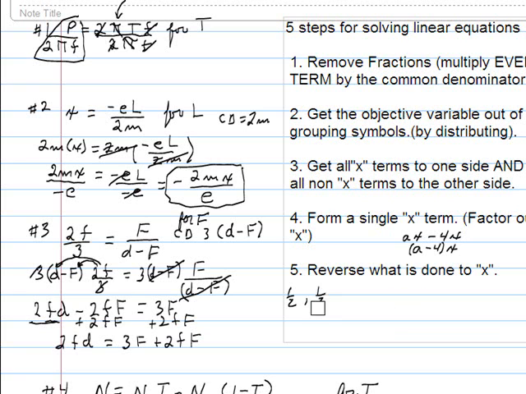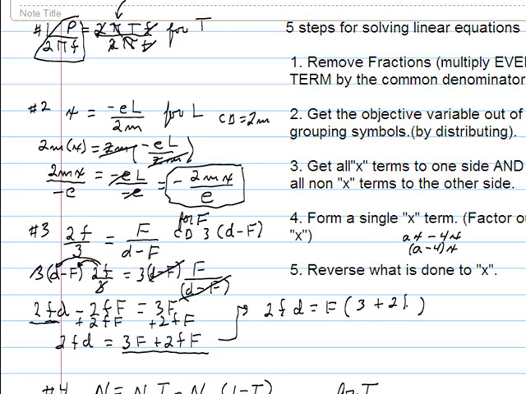Now, next step, and I think I'm going to need some room here, so I'm going to clear out some room here. Next step is to form a single big F term. That would be step 4. And it says form that single big F term by factoring out big F. Notice I have big F in both terms, so I can take that out as a common factor. So I'll have 2 little f d equals big F times something that goes in here so that I end up with 3 big F plus 2 little f big F. So here I want a 3 plus 2 little f. And so I've done step 4.